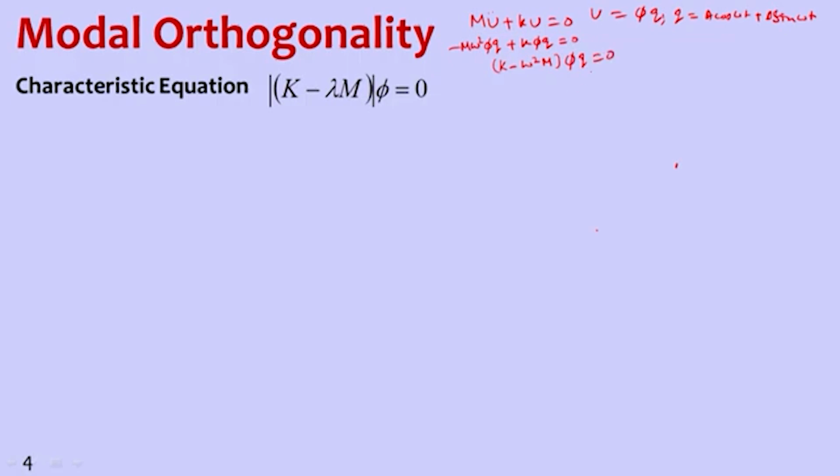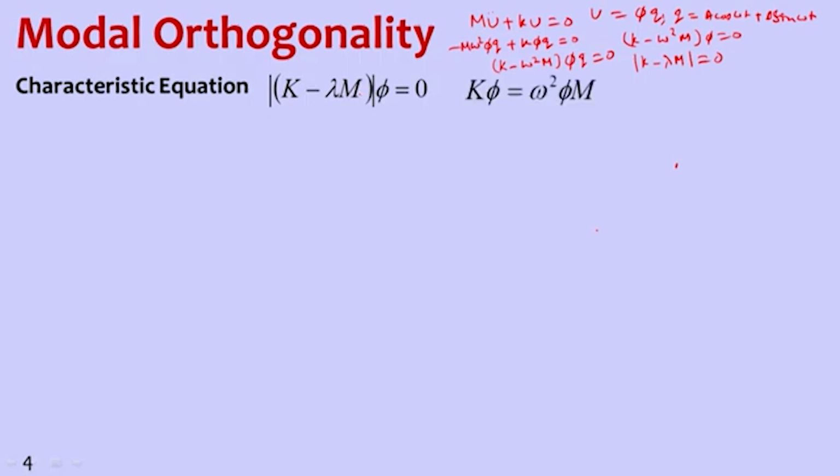This we had already discussed. So q cannot be 0. For a non-trivial solution we need [k minus omega square m] into phi to be equal to 0. So q cannot be 0 for non-trivial solutions, and phi also cannot be 0, because if they are zeros then u will become 0. So for a non-trivial solution both cannot be 0. So we will be left with [k minus lambda m] multiplied by phi is equal to 0.